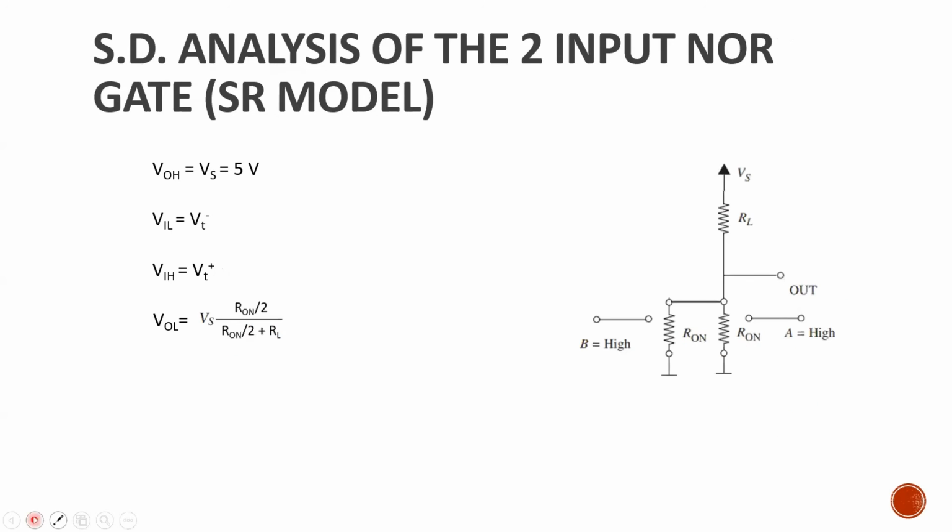Similarly, let's see for the NOR gate what it could be. As the NMOS transistors are in parallel, whenever you want to calculate VOL, the two resistors are in parallel. Hence, the equivalent resistance is R into R by R plus R, which is R by 2. You get R by 2 divided by R by 2 plus RL, into Vs. That means compared with the NAND gate, here in the NOR gate, the VOL value is minimum.